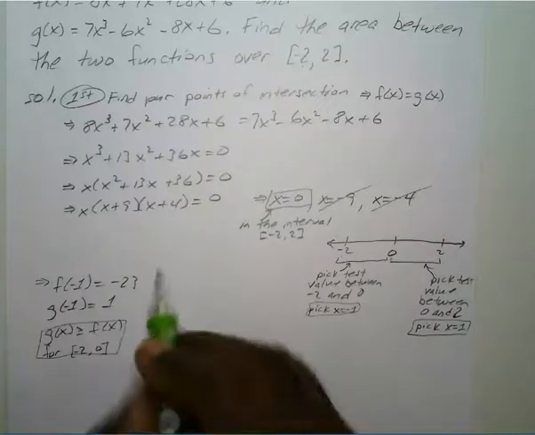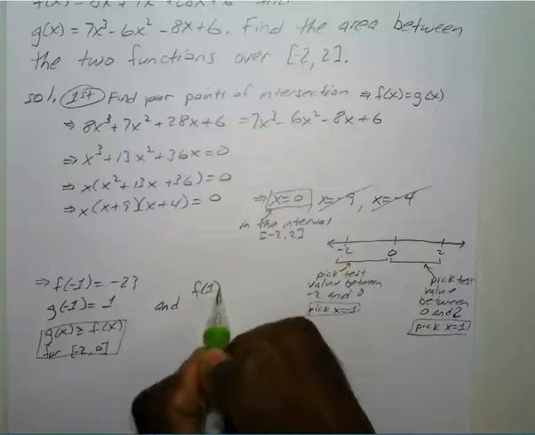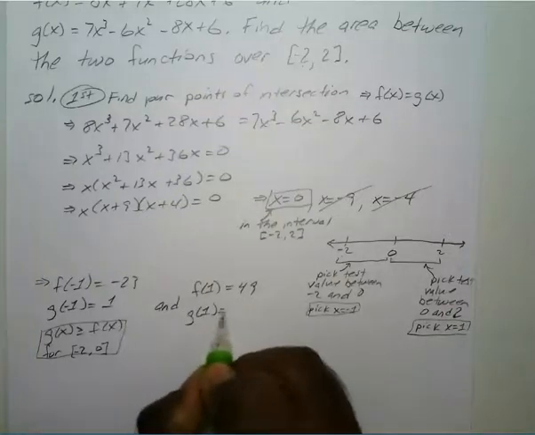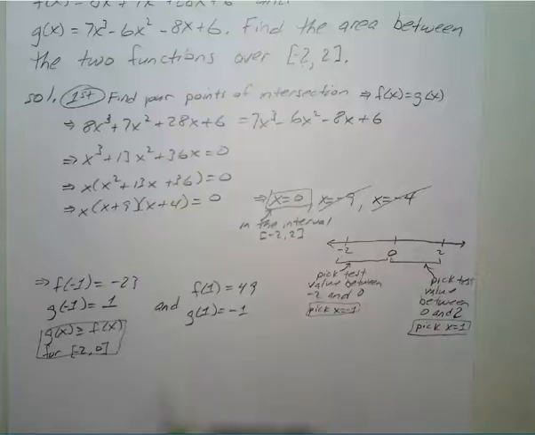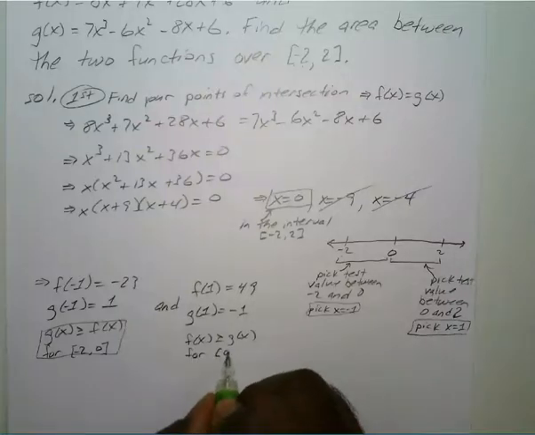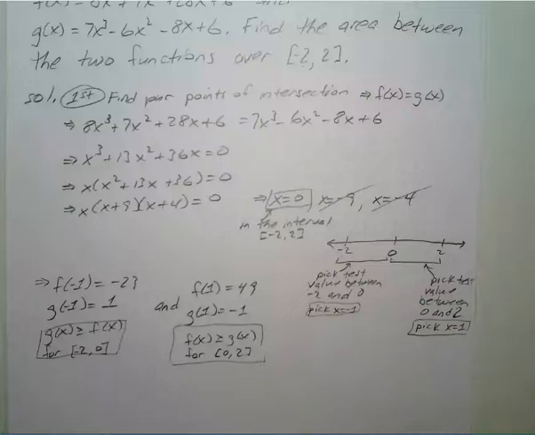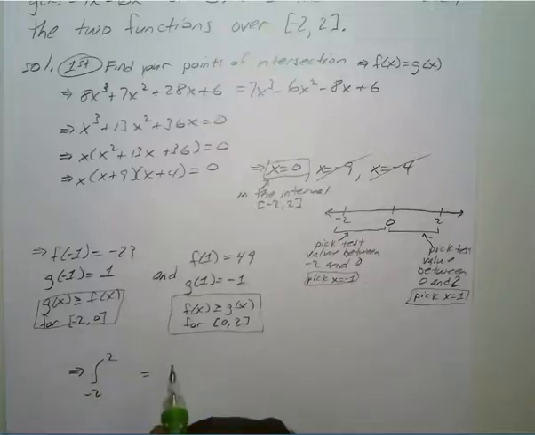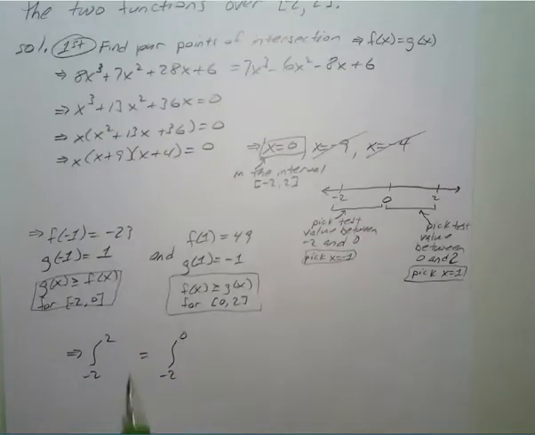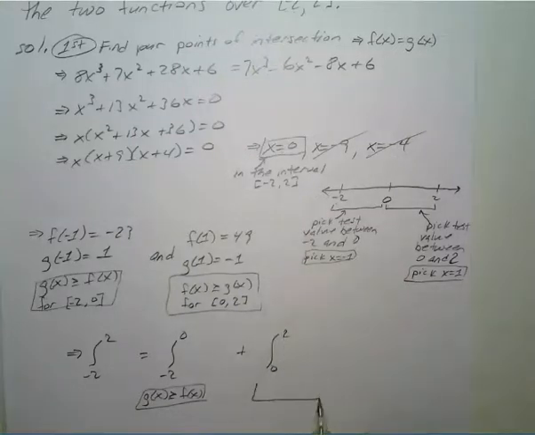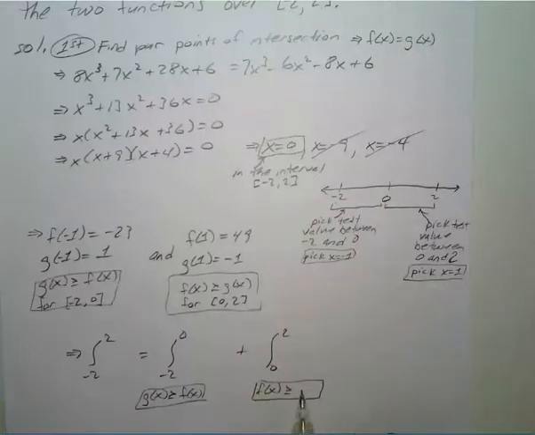Okay. What about our x equals 1? Well, our f of 1, again, you plug 1 into your f of x, you'll get 49. And our g of 1 is -1. So that means that f of x is greater than or equal to g of x for the interval from 0 to 2. That means when we calculate our integral, instead of going from -2 to 2, we're going to go from -2 to 0, where g of x is greater than or equal to f of x, plus the integral from 0 to 2, where f of x is greater than or equal to g of x.